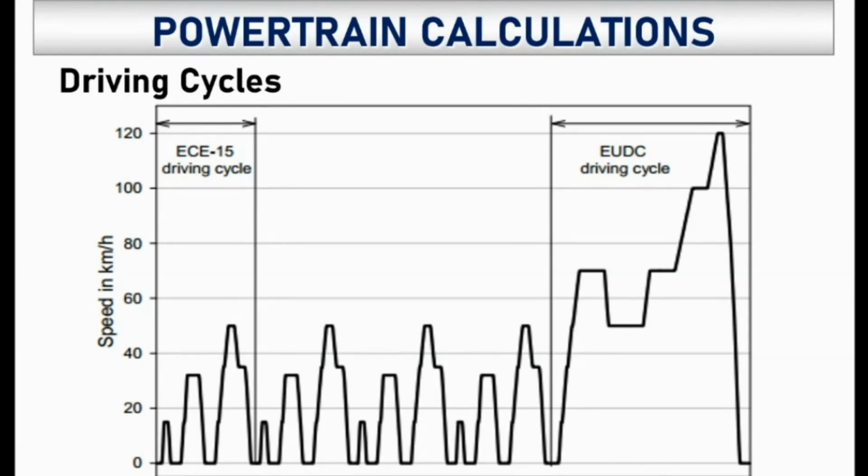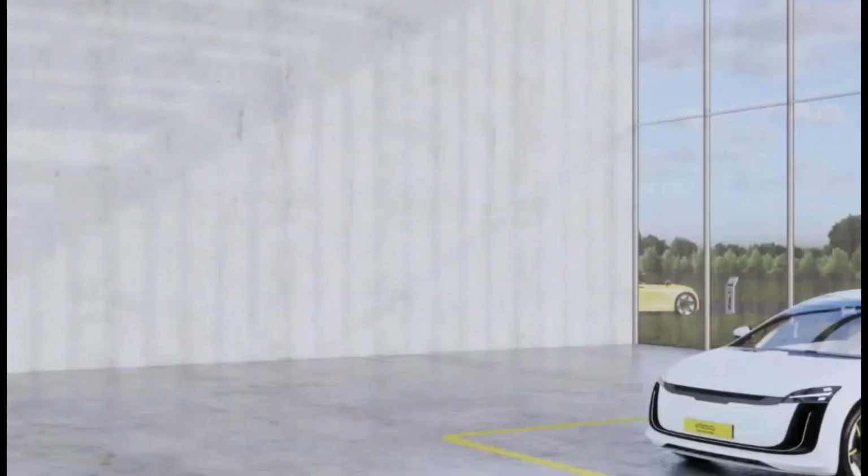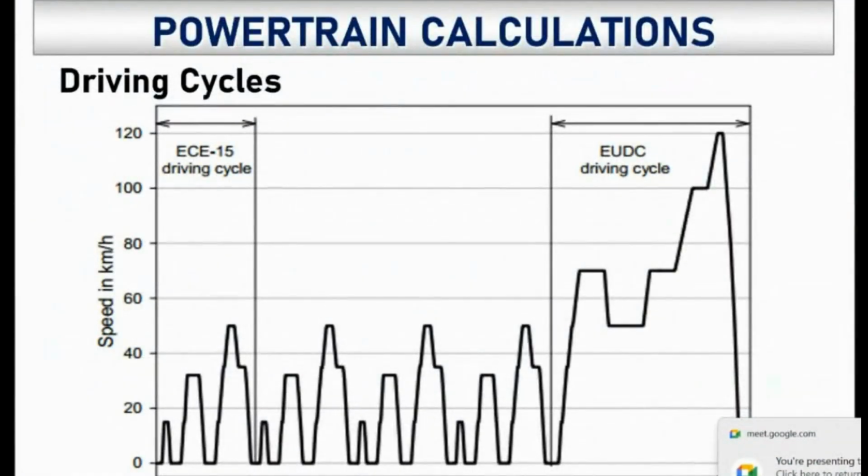So how is a vehicle certified to be driven on the road, or how do they test the vehicle? This is done by replicating some sort of cycles to test a vehicle. A drive cycle, in short, is a plot of velocity versus time. It's just a plot of velocity versus time.